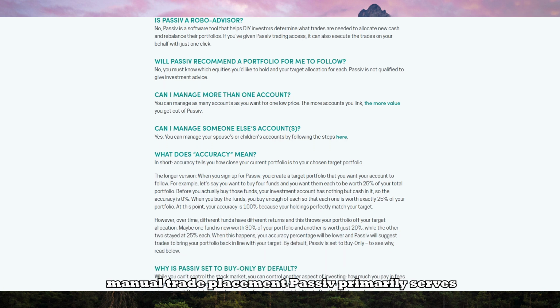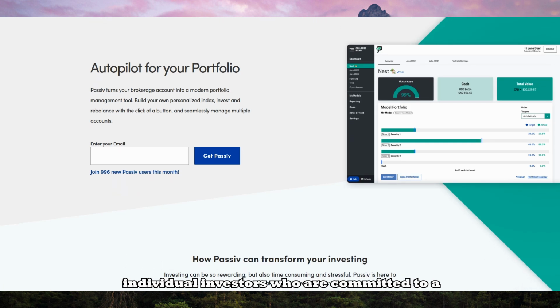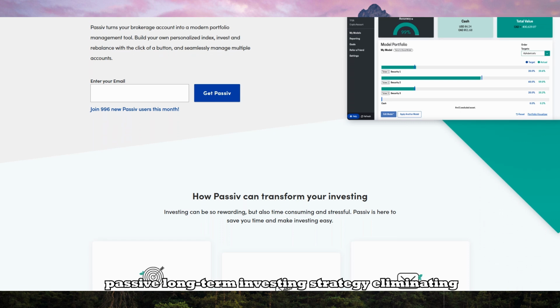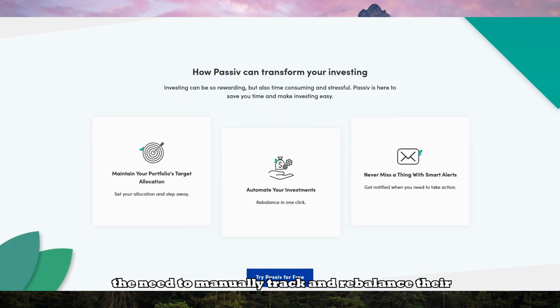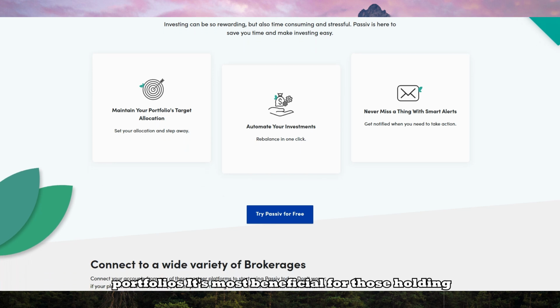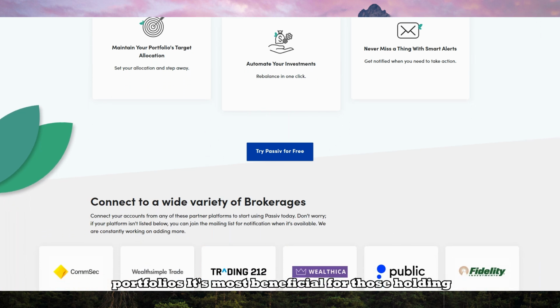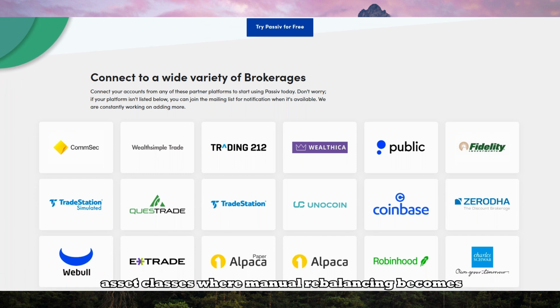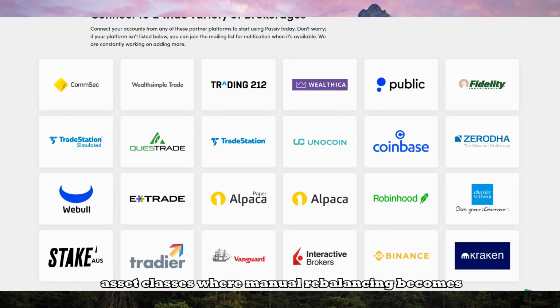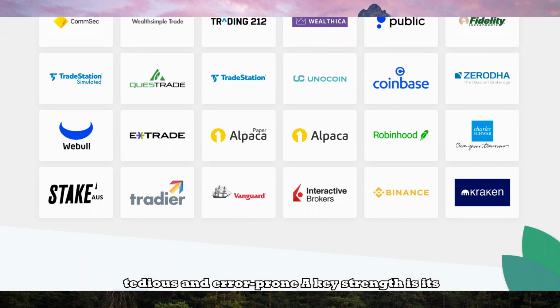Passiv primarily serves individual investors who are committed to a passive, long-term investing strategy, eliminating the need to manually track and rebalance their portfolios. It's most beneficial for those holding multiple ETFs or index funds across different asset classes, where manual rebalancing becomes tedious and error-prone.